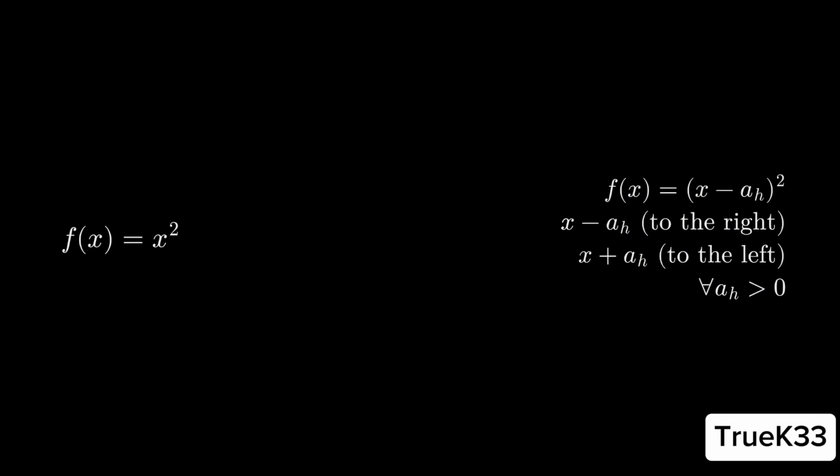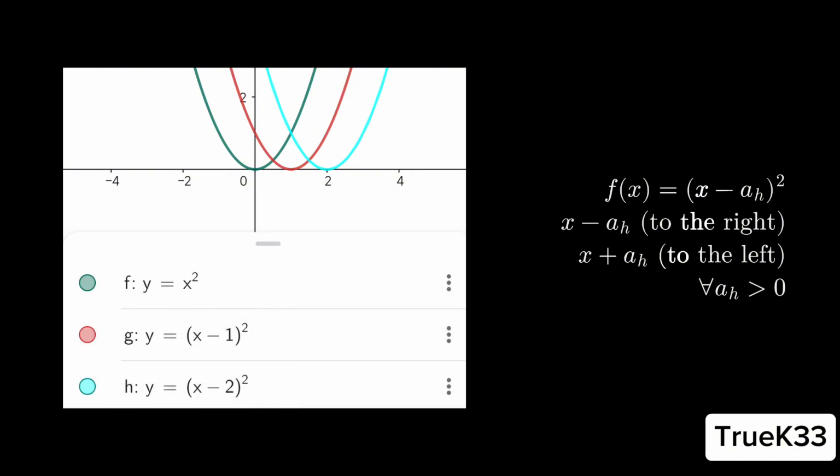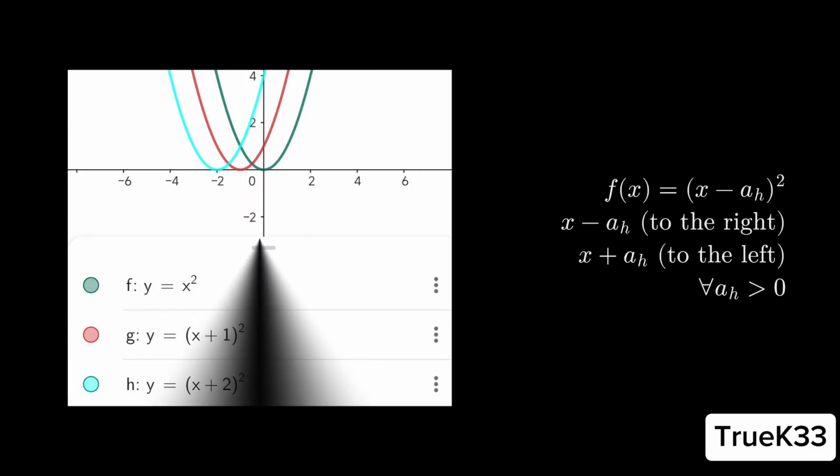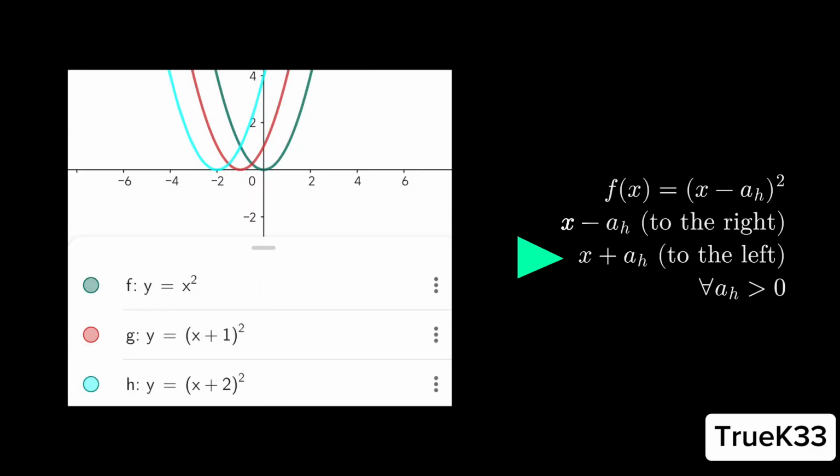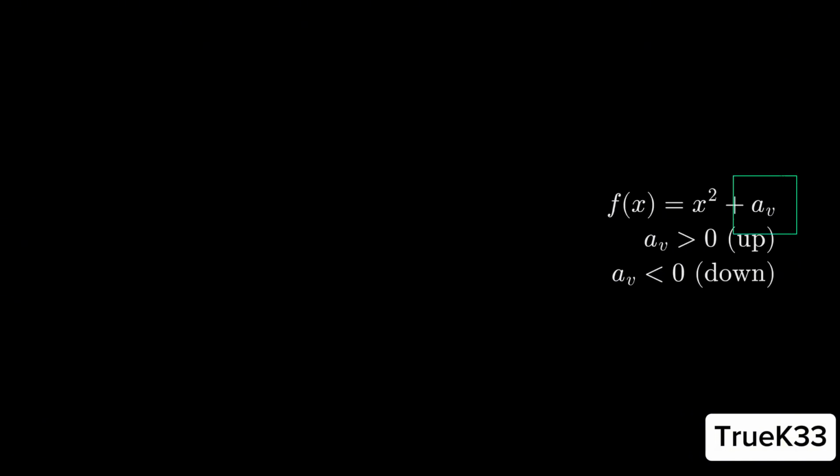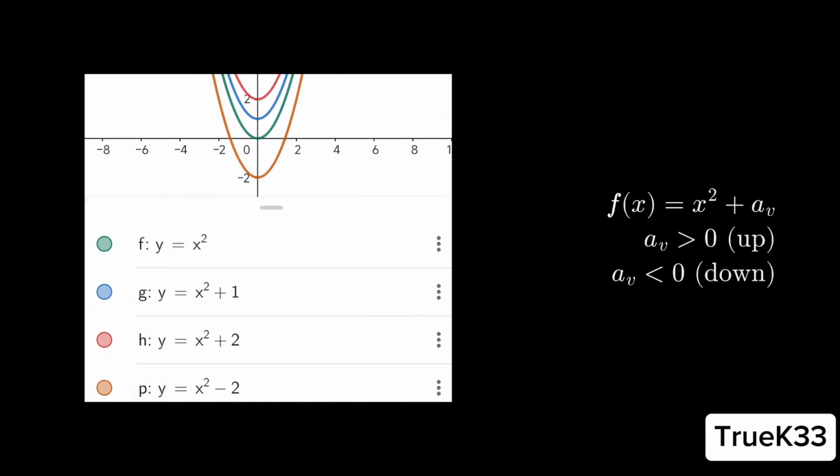Next, we have a_h, which is responsible for horizontal movement. When the expression is x minus a_h, the parabola shifts to the right, and this shift becomes more noticeable as a_h increases. On the other hand, if the expression is x plus a_h, the parabola moves to the left. Finally, we have a_v, which controls the vertical position of the graph. As a_v changes, the entire parabola moves up or down along the vertical axis.